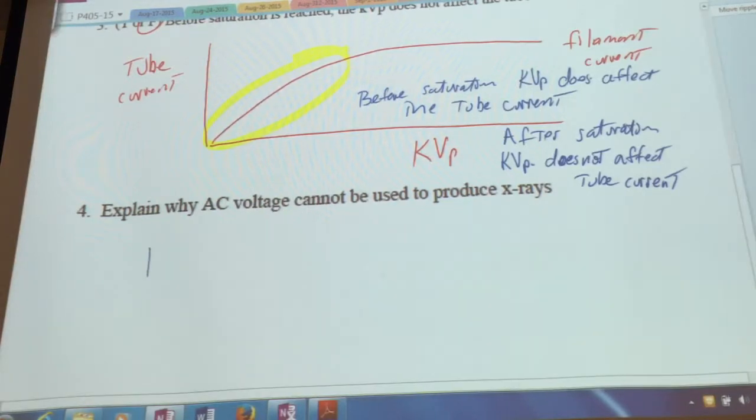So you want to have some kind of picture in mind. You have your cathode. You have your filament right in front of the cathode. Then you have your target, which is the anode.